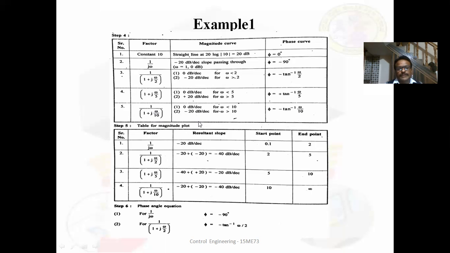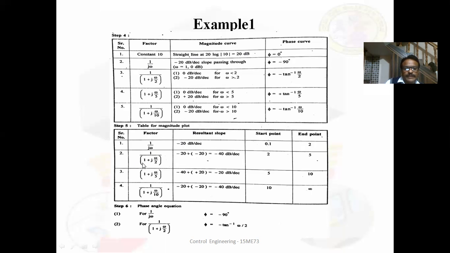Step number 5: we have to plot the magnitude table to construct the magnitude plot. You select the factors. The K value that we initially considered is 20 dB. Then we have one pole at origin. The resultant slope is minus 20 dB per decade, where it starts at 0.1 radian per second and ends at the next corner frequency, 2 radian per second.